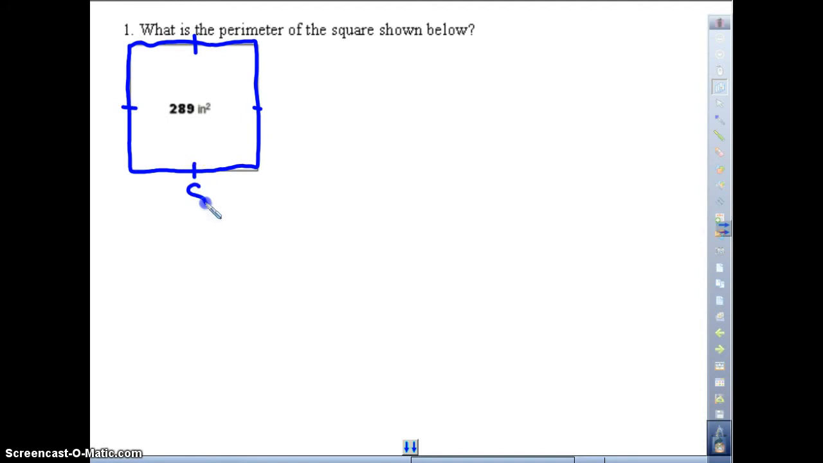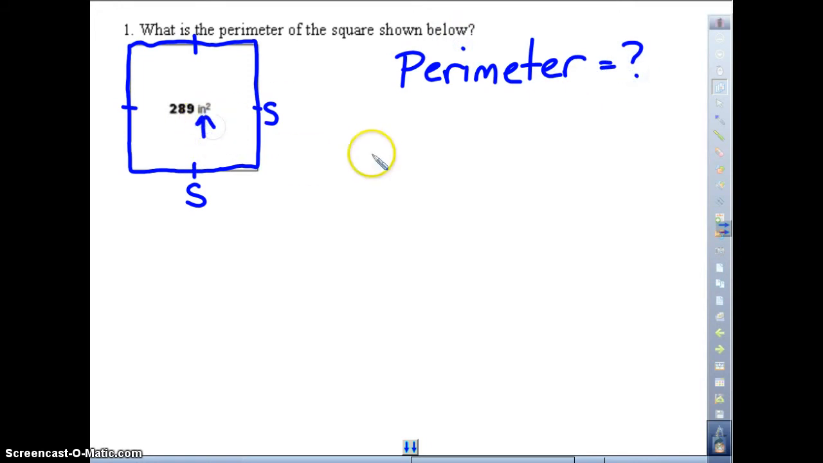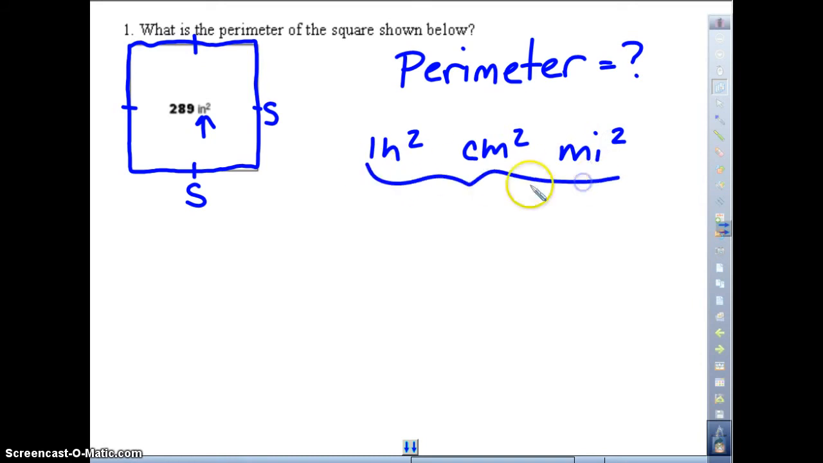Well, I need to know the side length so that I can either add them up or multiply by 4 to get the perimeter. And I'm going to write this out here so I remember I'm not just calculating side length, I need the perimeter. All right, do you guys see the units right here? It says inches squared. If you have inches squared, centimeters squared, miles squared, if you have any units that have been squared, you know they just gave you the area.